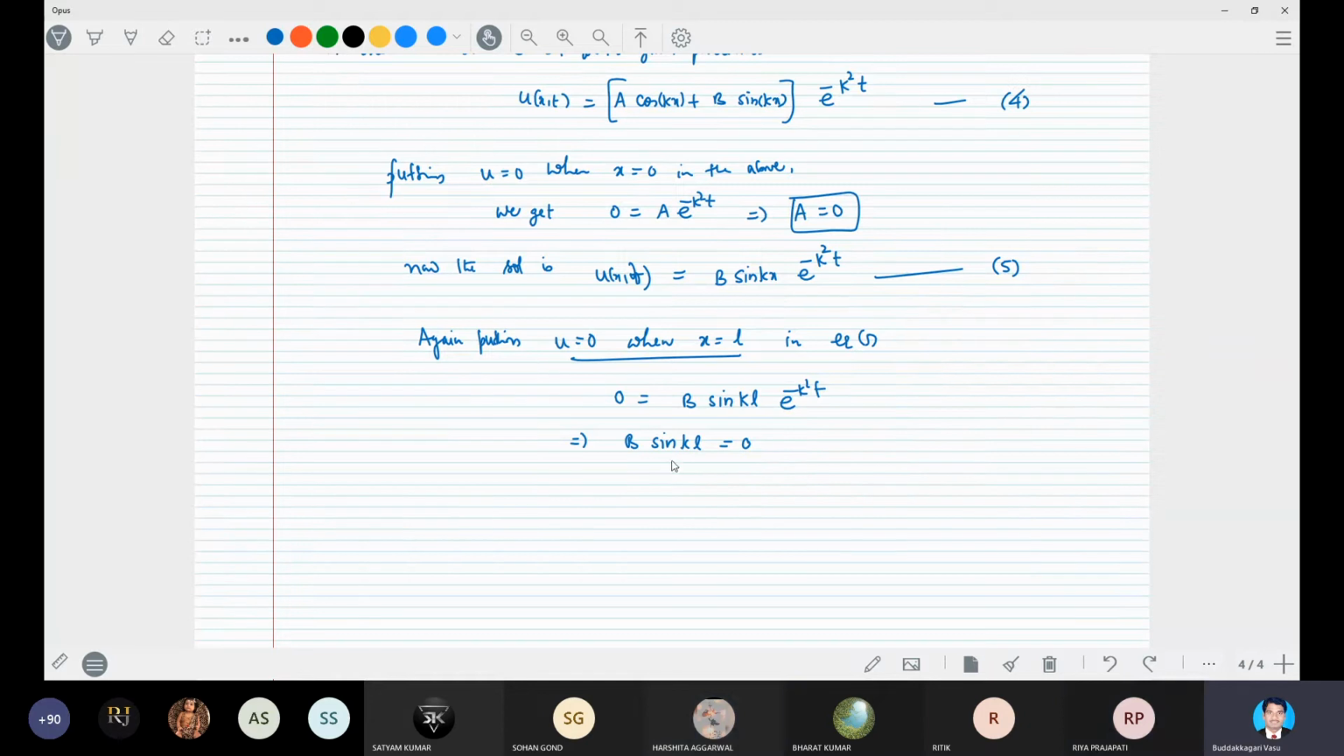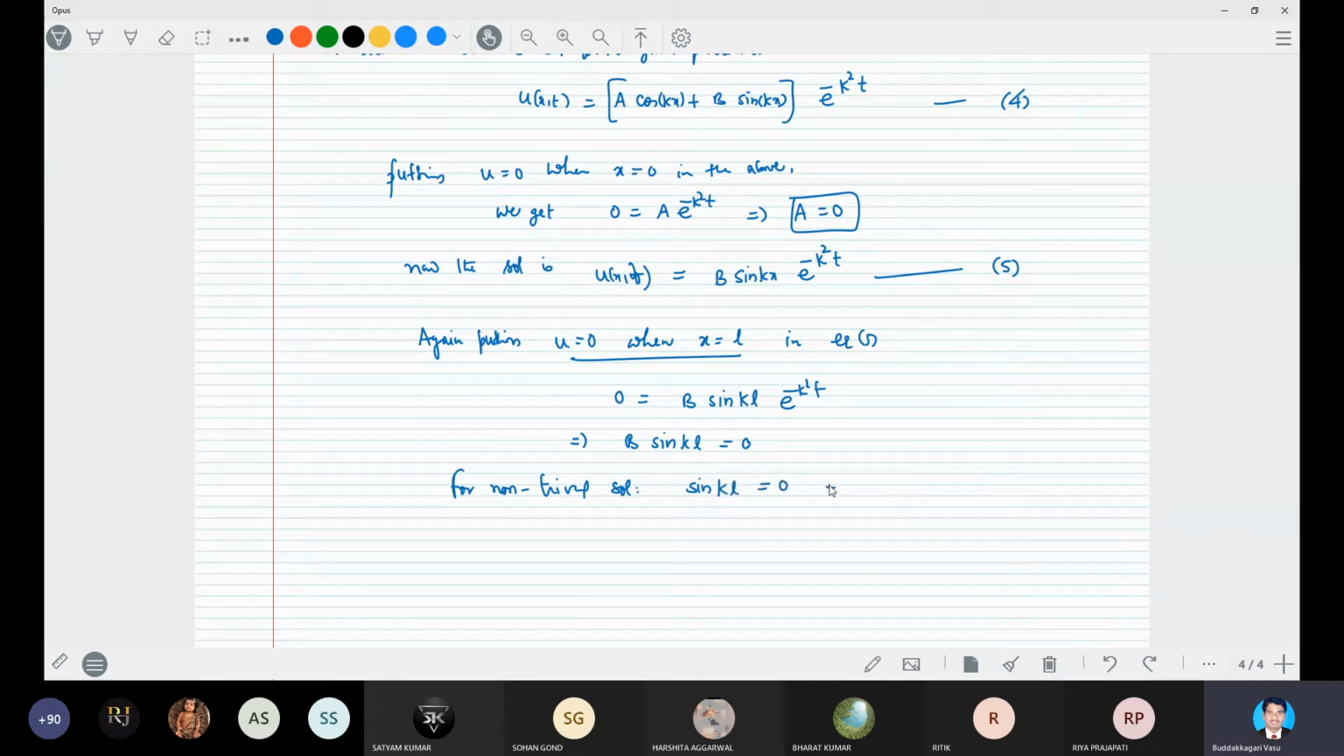Here we have two options to consider: either b is 0 or sin kL is equal to 0. If we consider b is equal to 0, the total solution is equal to 0. That is a zero function at any x comma time t, u of x t is equal to 0. That is wrong, right? It is a trivial solution. For the non-trivial solution, b cannot be 0. sin kL is equal to 0.